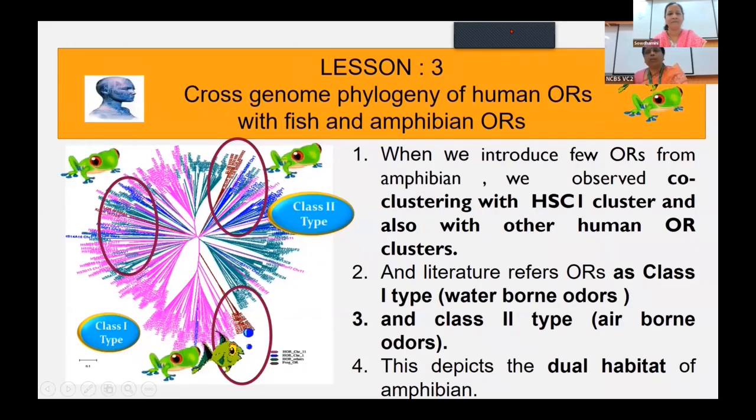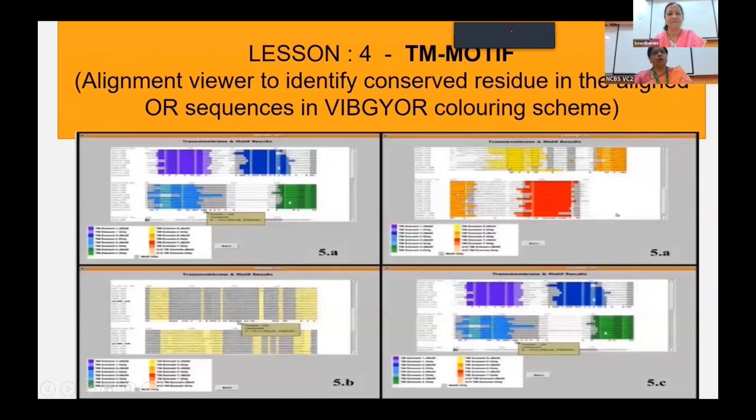With this understanding, we wanted to have a tool called TM Motif, which is a very helpful tool to view the aligned set of olfactory receptors in the WebGR coloring scheme. With the mouse over, we could identify the conserved residues and also the substituting residues. This way, TM Motif is helpful to understand multiple sets of olfactory receptors, and one could easily find out the conserved residues and also the substituting residues.